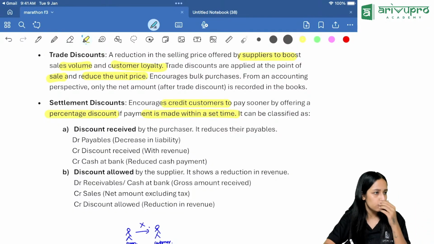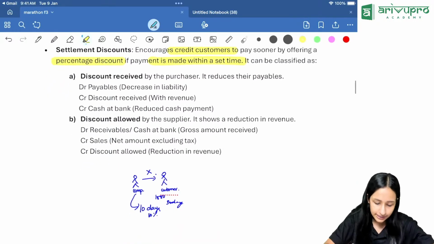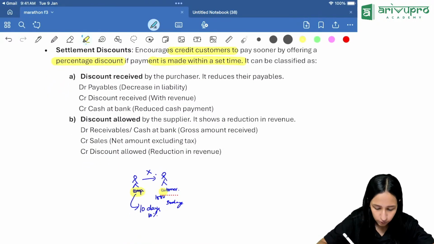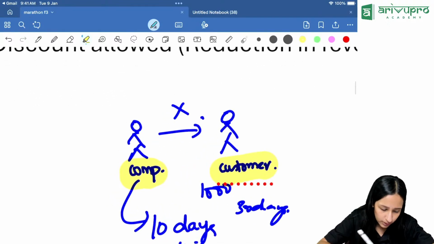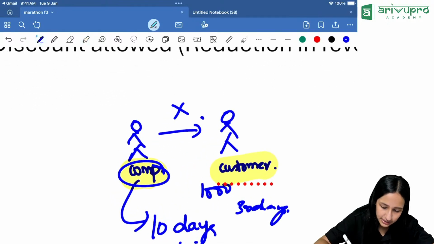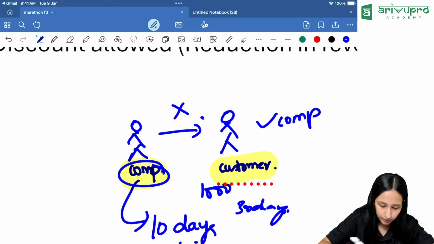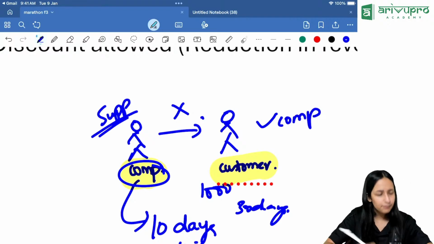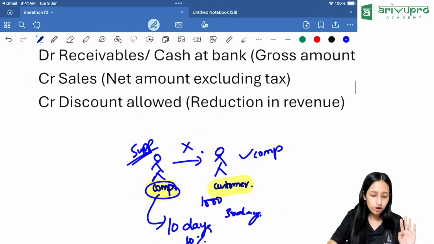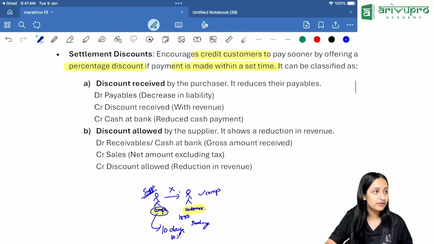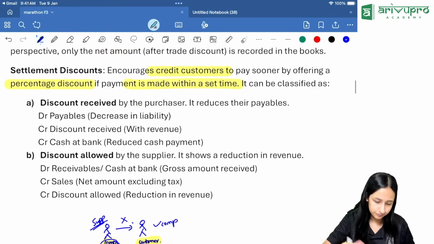That is settlement discount. Got it? Now, in this scenario, you can either be the supplier or you can be the customer. Here we were talking about you as a company. Let's say this is the company, but this is a supplier. Our suppliers are telling us, if you pay us within this time, we will give you a discount. Now it's your job to decide whether or not you take the discount here.